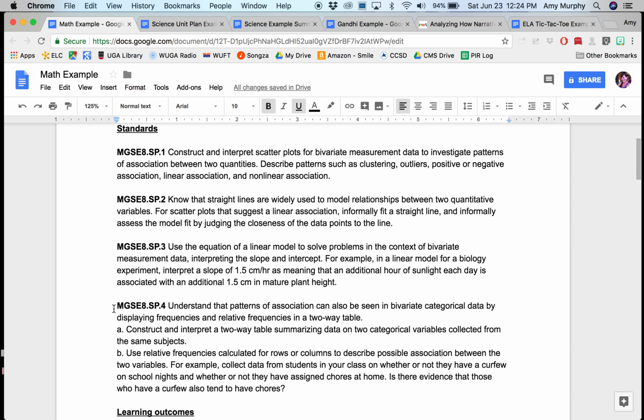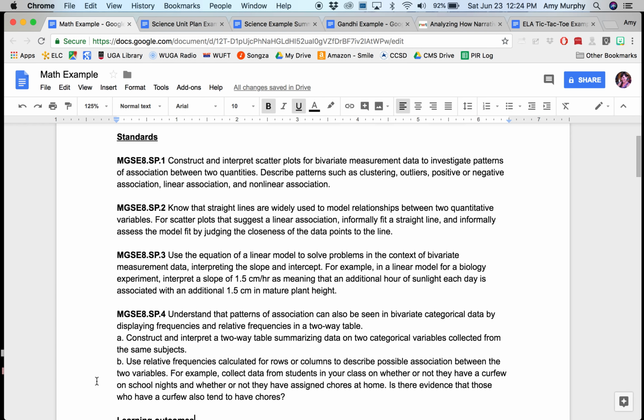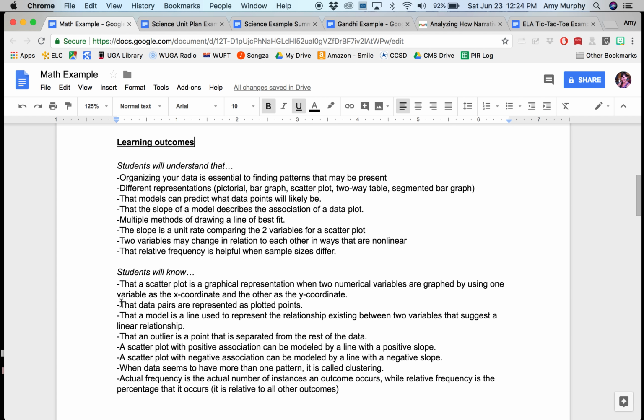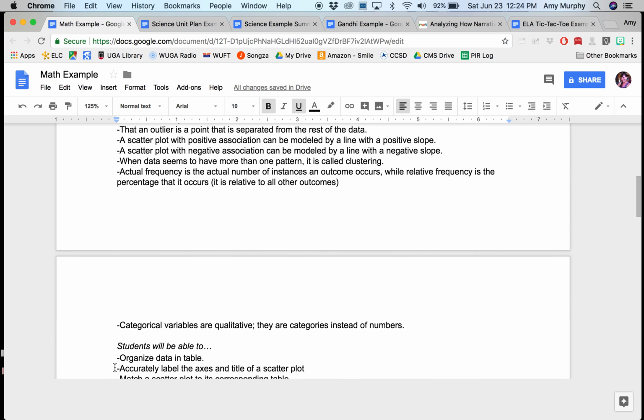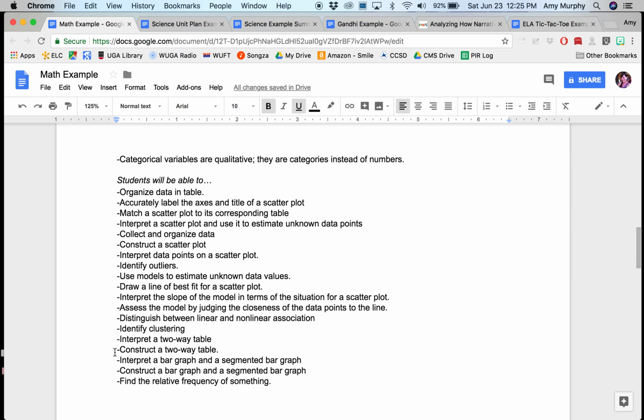And then what she did was she didn't just take these standards as the end-all be-all. Then she unpacked them into, okay, so in order for students to be able to master, for example, this standard, what do they need to know, understand, and be able to do? And so she did that for the standards as a whole here. So students will understand that organizing data is essential, defining patterns, etc. Again, you can pause this, I'm not going to read them. What students will need to know and what students will need to be able to do at the end of the unit. So there's a lot in here.